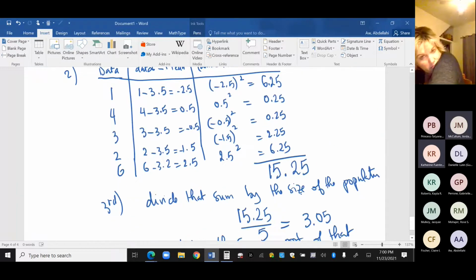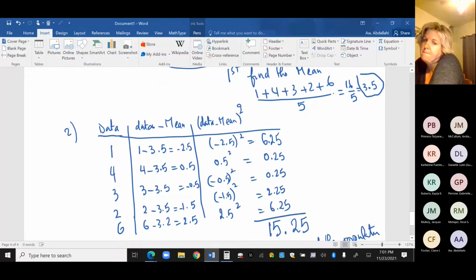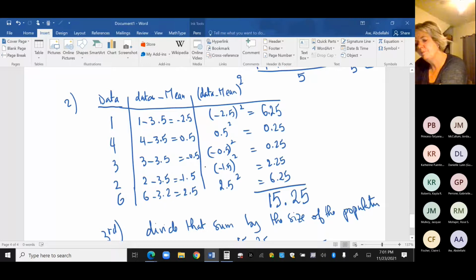Yeah, that's a lot of steps, huh? Yeah, especially if the data is a big number of data, I agree with you. But if it's a small number of data, you find the mean first, and then you do this very nice table right here. Look at the nice table what you did.